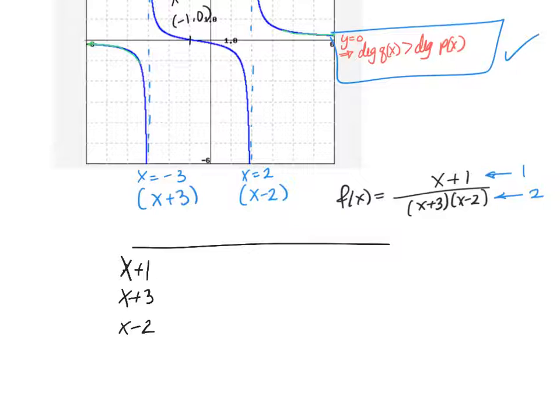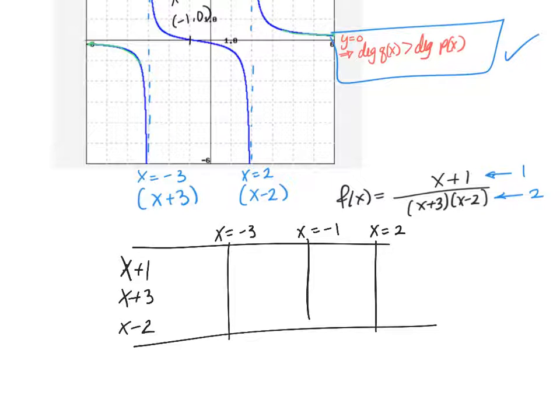The numbers I choose in my sign chart are what I think the vertical asymptotes are and what my x-intercepts are, strictly left to right. So x equals negative 3, x equals negative 1, x equals 2. I need to choose something in the interval from negative infinity to negative 3. What do you all want to choose? Okay, I'm choosing negative 4. I put negative 4 into my first factor, I get negative. I put negative 4 in my second factor, I get negative. I put negative 4 in my third factor, I get negative. So is this above or below the x-axis? It is negative, so it is below.